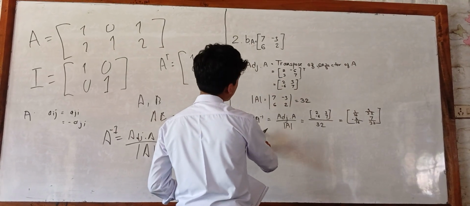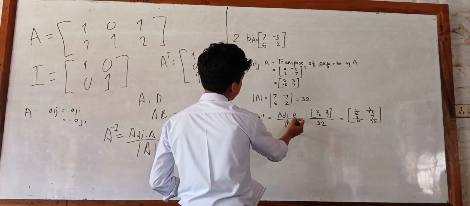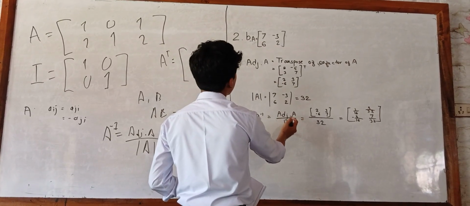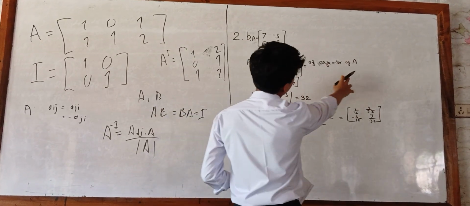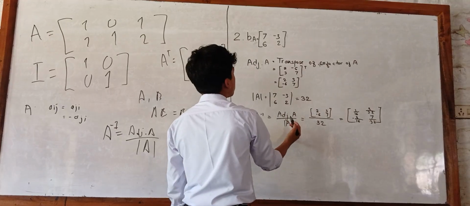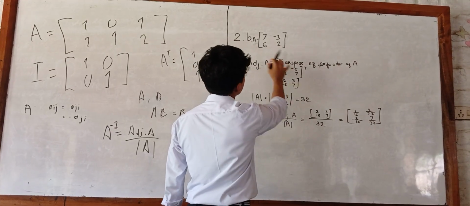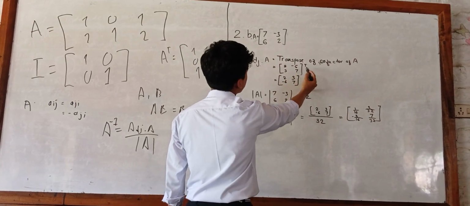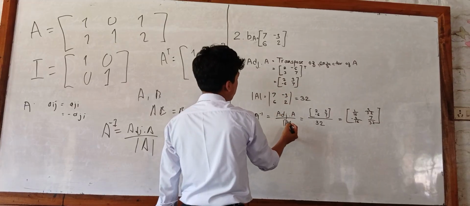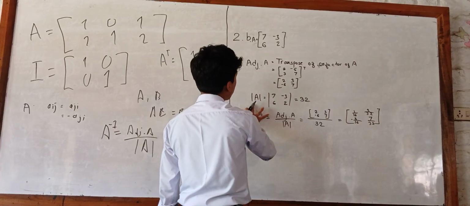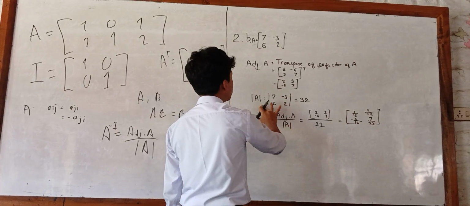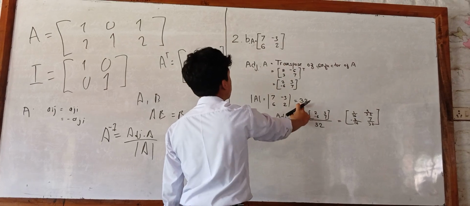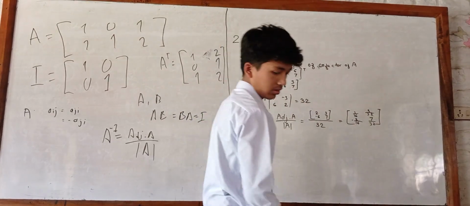To find the inverse of it, we have to firstly find the value of adjoint A, which is the transpose of the cofactor of A. So it is the cofactor of this given matrix and its transpose is this. And second, we have to find the determinant of A. So its determinant is 32.